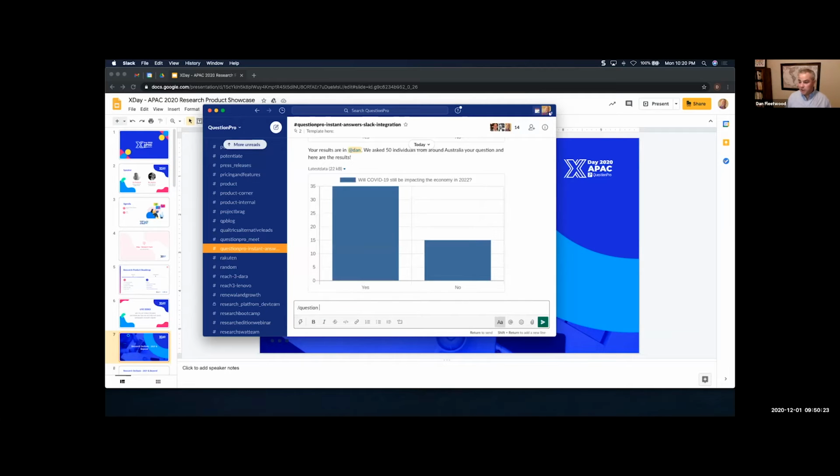I can type in my question here. So I can say, will COVID-19 still be impacting the economy in 2020? Okay, fix this. In 2020, I put a question mark here, and then I type in my response choices. So I can say yes, and then no, and then end it with those brackets. So you can see that I'm doing that. And then from here, I can just send it.